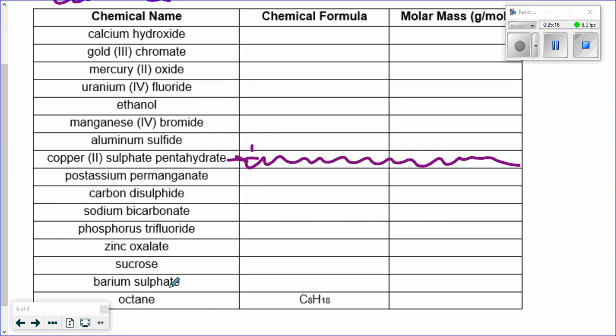Sodium bicarbonate is sodium hydrogen carbonate.